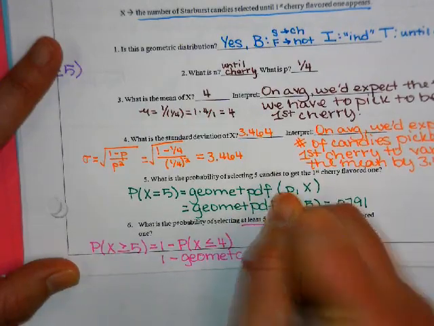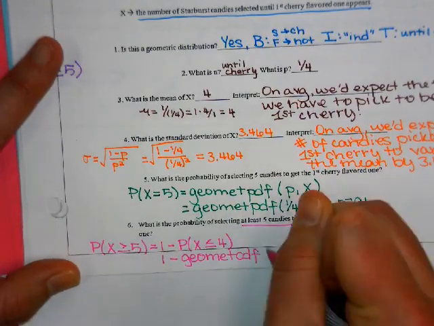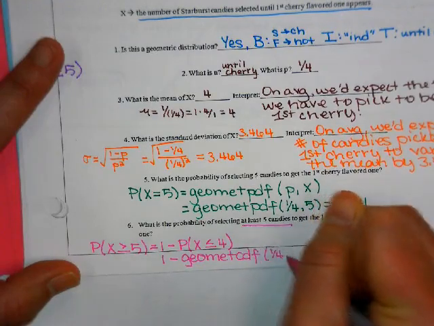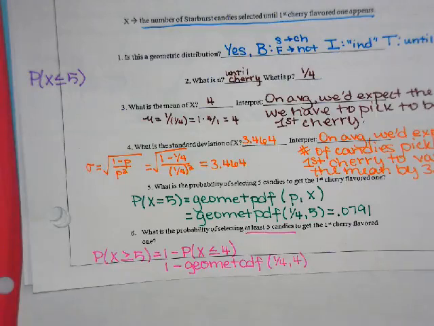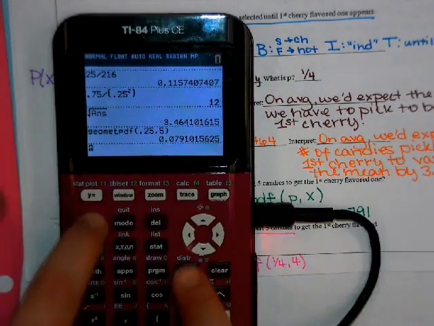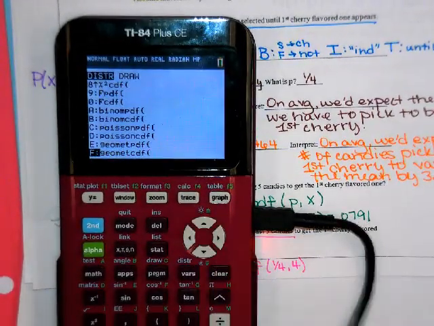Everybody okay if I put the calculator in the way? Alright, so geometCDF, 0.25 for P, X is 4. And then I'm going to do 1 minus that, so I get 0.3164.